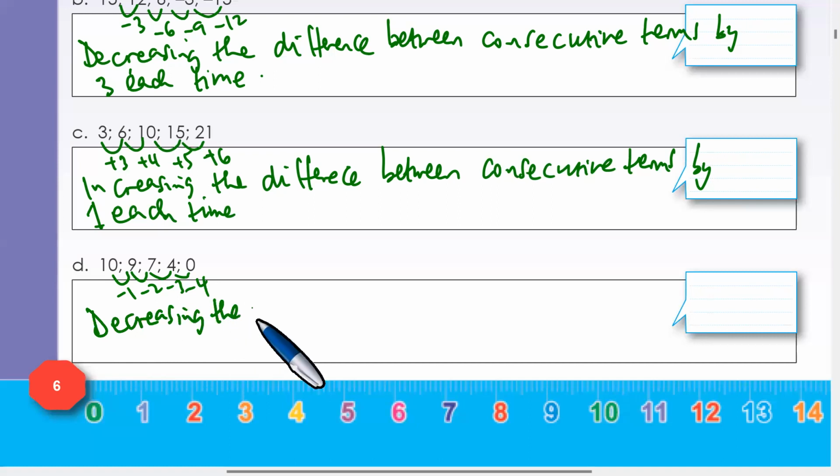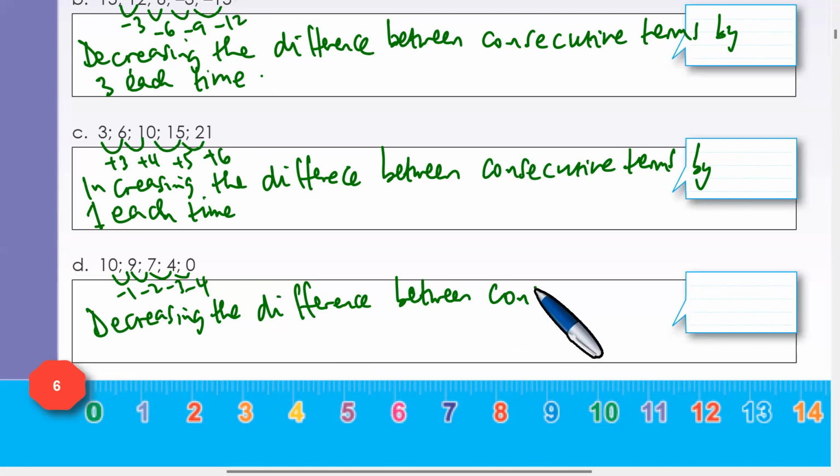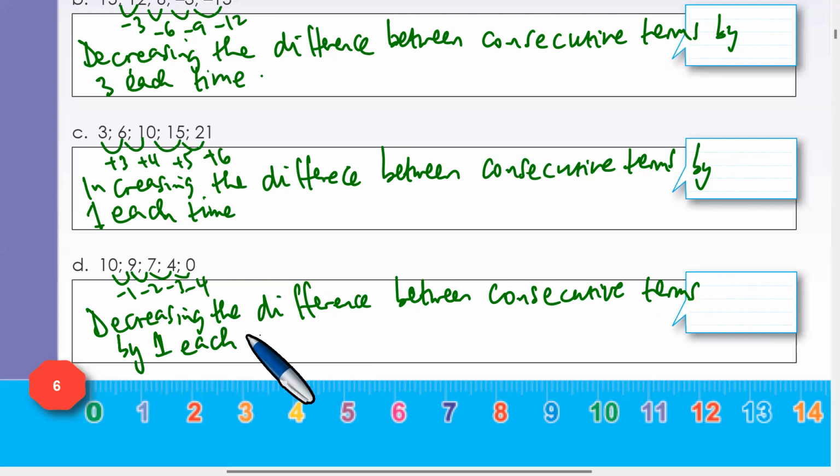The difference between consecutive terms by 1 each time. So you're just decreasing by 1 each what? Each time, because by decreasing by 1, then it's -2, then it's -3, and so on and so forth.